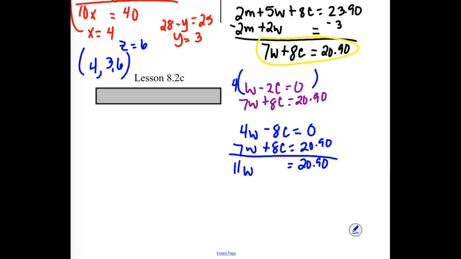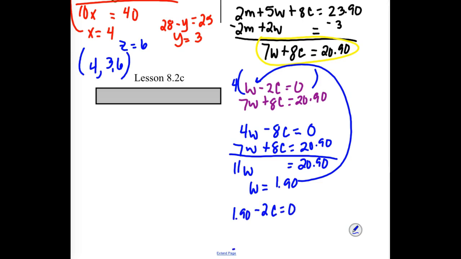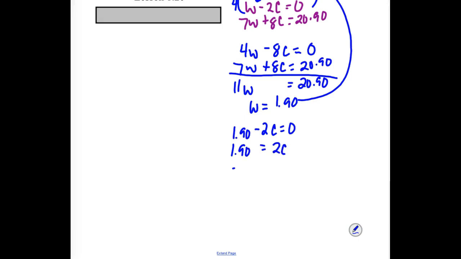All right, so take $20.90 and divide it by 11. What do we get for the price of water? What do we get? $1.90. Okay, if we know water, can we figure out chips? Yes? All right, let's dump it back into, how about that one? So $1.90 minus 2C has to equal 0. That means $1.90 would equal 2C. What's $1.90 divided by 2? 95 cents. All right. So snack size bag of chips is 95 cents. A bottle of water is $1.90.